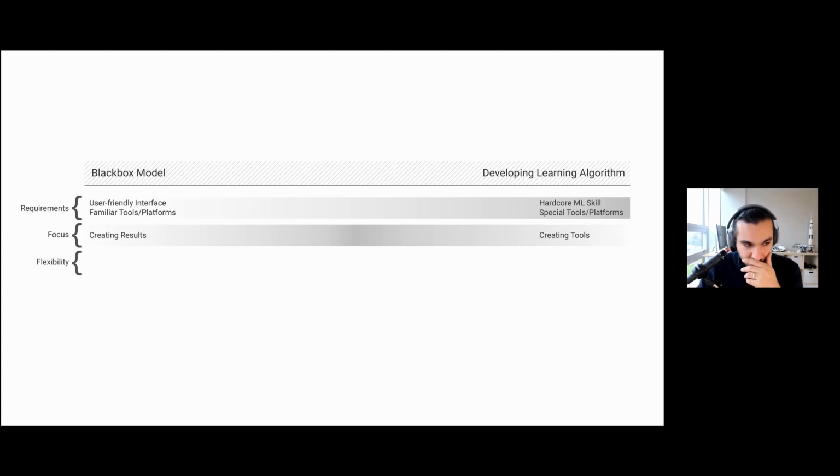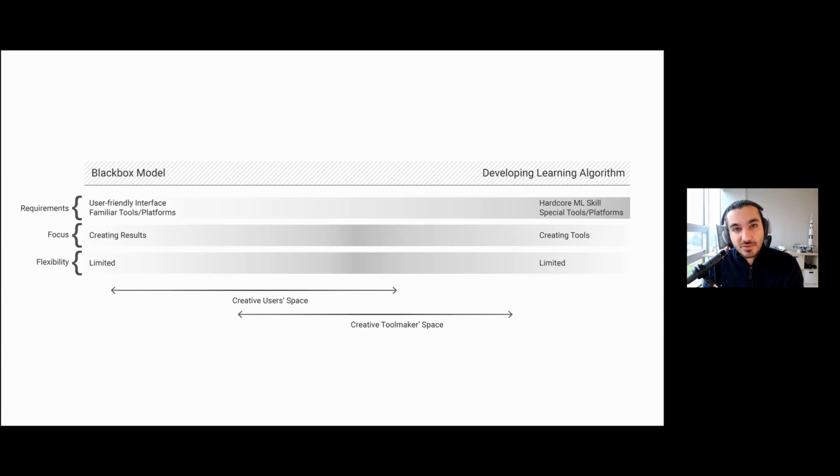So I was thinking, what would be the sweet spot for creative users and creative tool makers? And it's not on the black box model side. It's not on the developing learning algorithm side. It's something in between. I think there's a distinction here between creative users who are using machine learning models in their creative practices and creative tool makers who are making tools for such people. There is a gray area between these two, but in many cases when we are working, we may actually see there are two groups of people, creative users and tool makers.